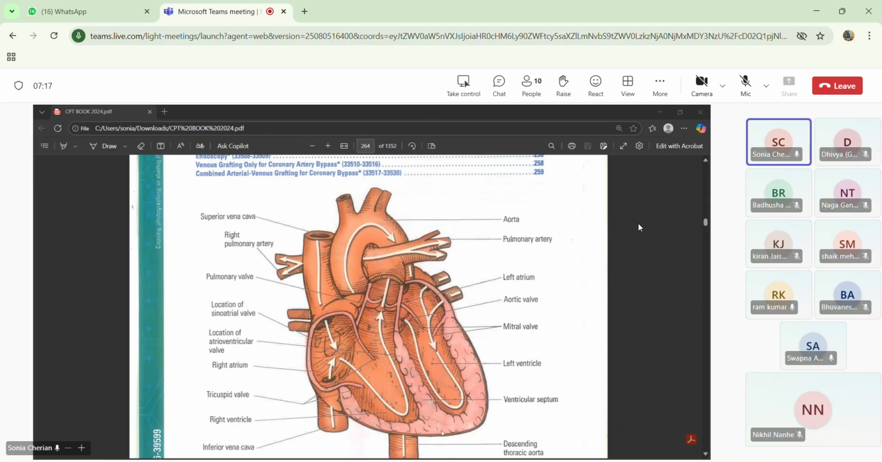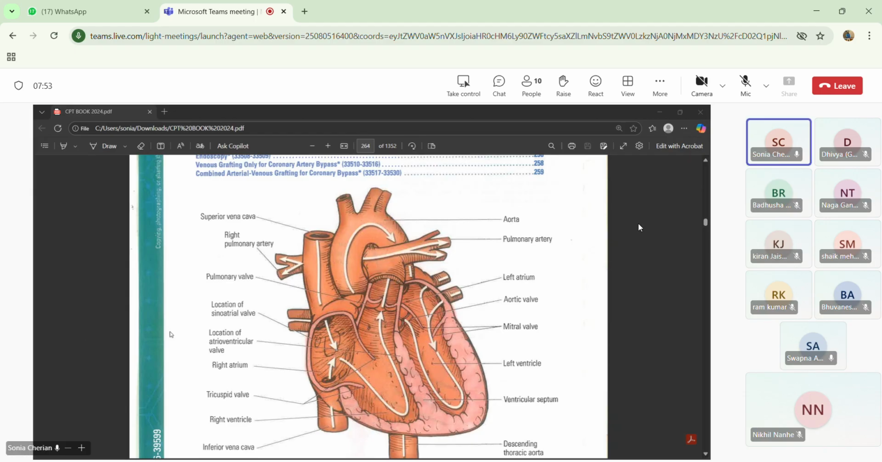So SA node and AV node, right? We have the SA node, sinoatrial node, which sends the signals. And we have the AV node, atrioventricular node, which carries electrical signals from the upper chambers of our heart to the lower chambers. Then we also have the bundle of His, Purkinje fibers, right? We have the left and right bundle branch. All these send electrical impulses so that the heart ventricles contract and pump out the blood.